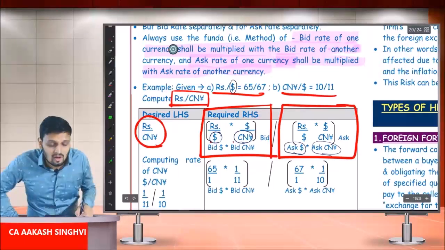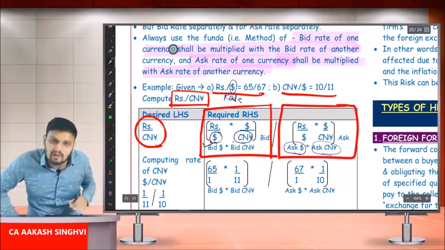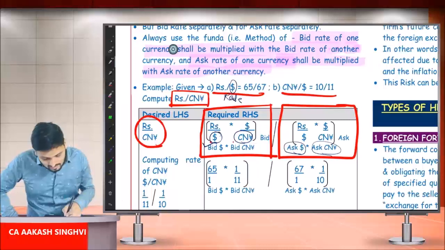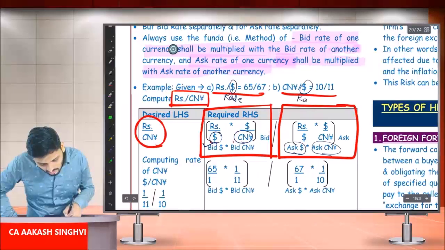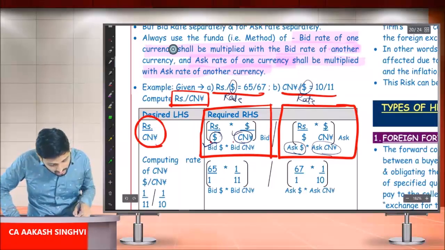Here dollar is the denominator, so it is the rate of dollar. Here also we require bid rate of dollar, so no issues. This is also rate of dollar. But what do we require? We require the bid rate of Chinese yen.